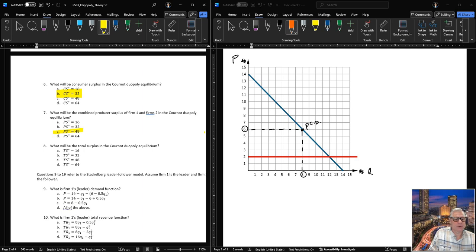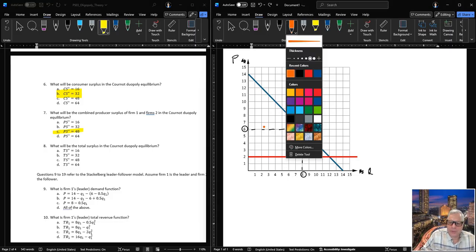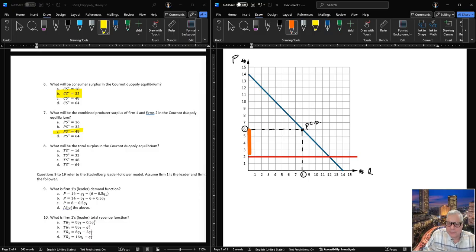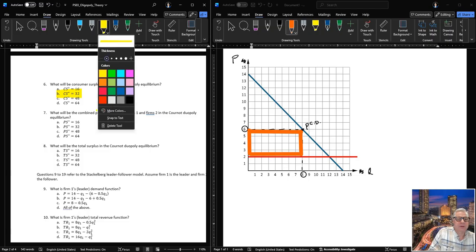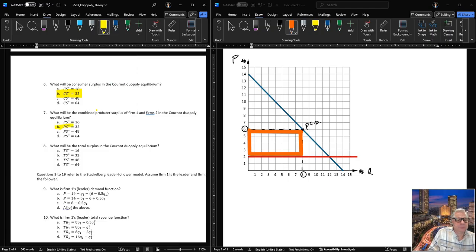So did I do something wrong? 8 times 8, 64 over 2, 32, 48. Oh, of course, the producer surplus is everything above the supply function. One of the few advantages of multiple choice questions is if you don't see the right answer, so that means the producer surplus is only 1, 2, 3, 4 times 8, 32. So now we have 64, and now it makes sense.